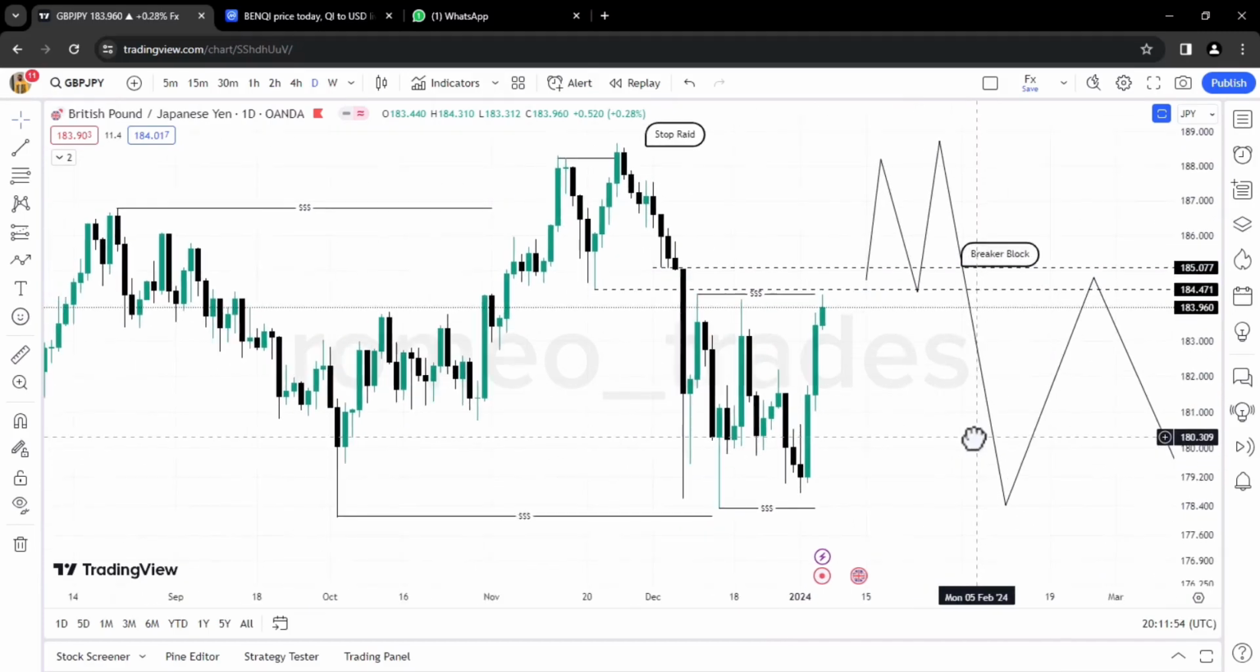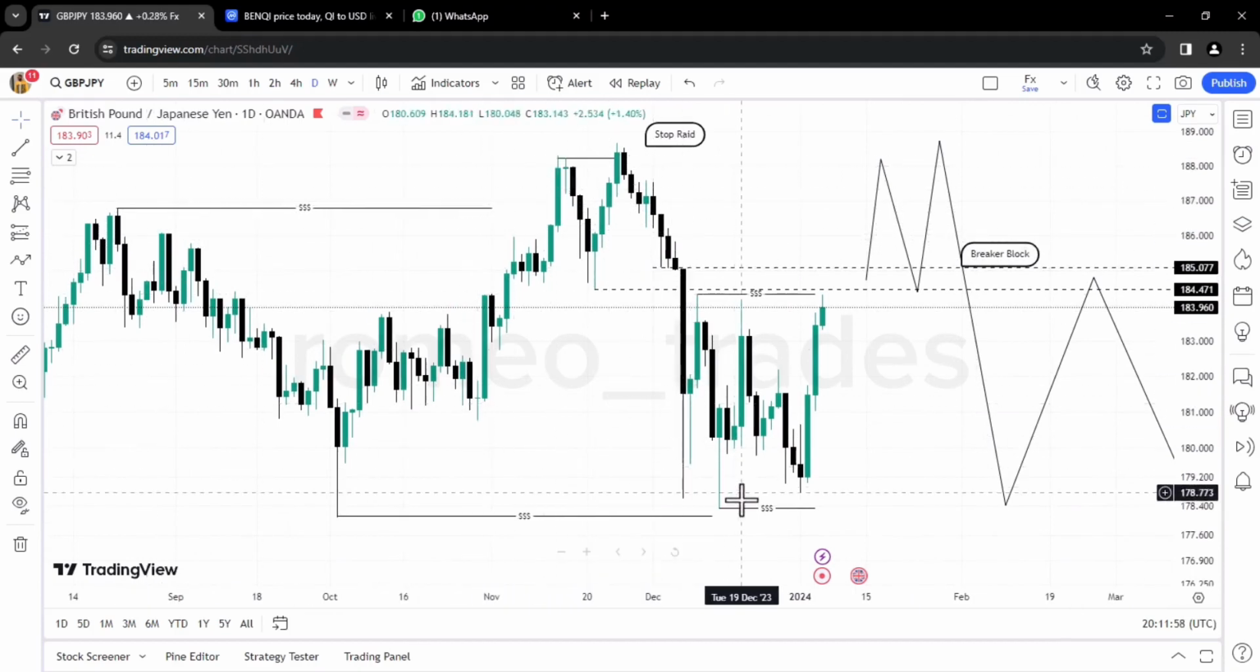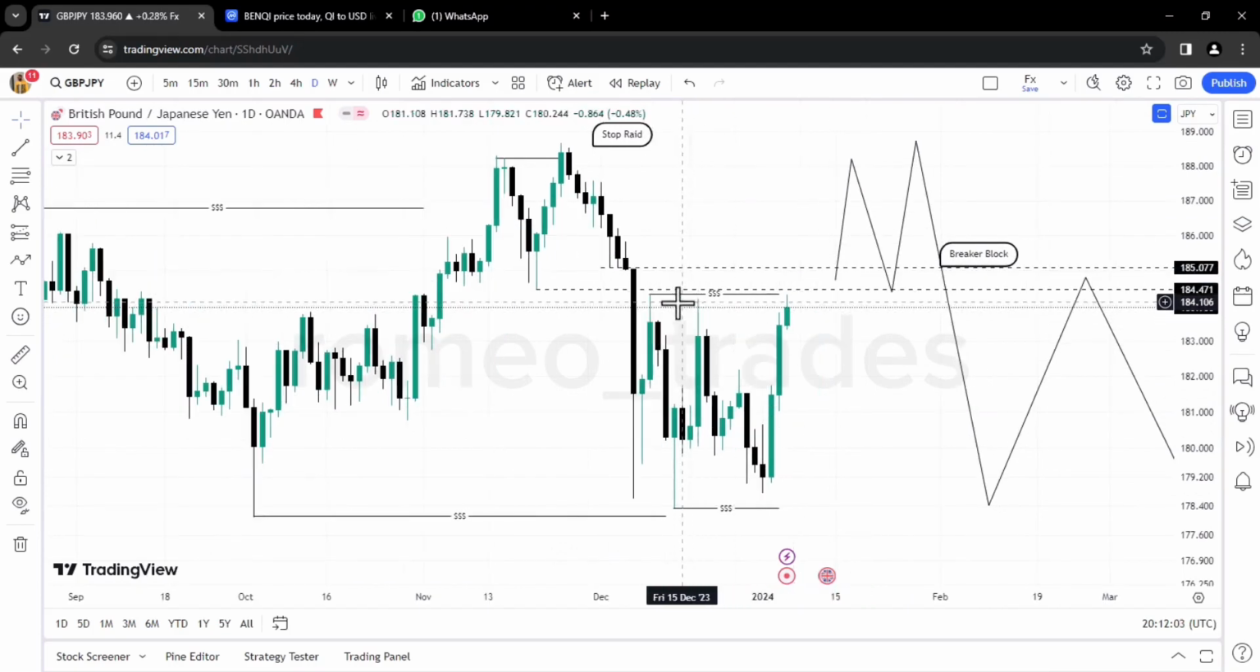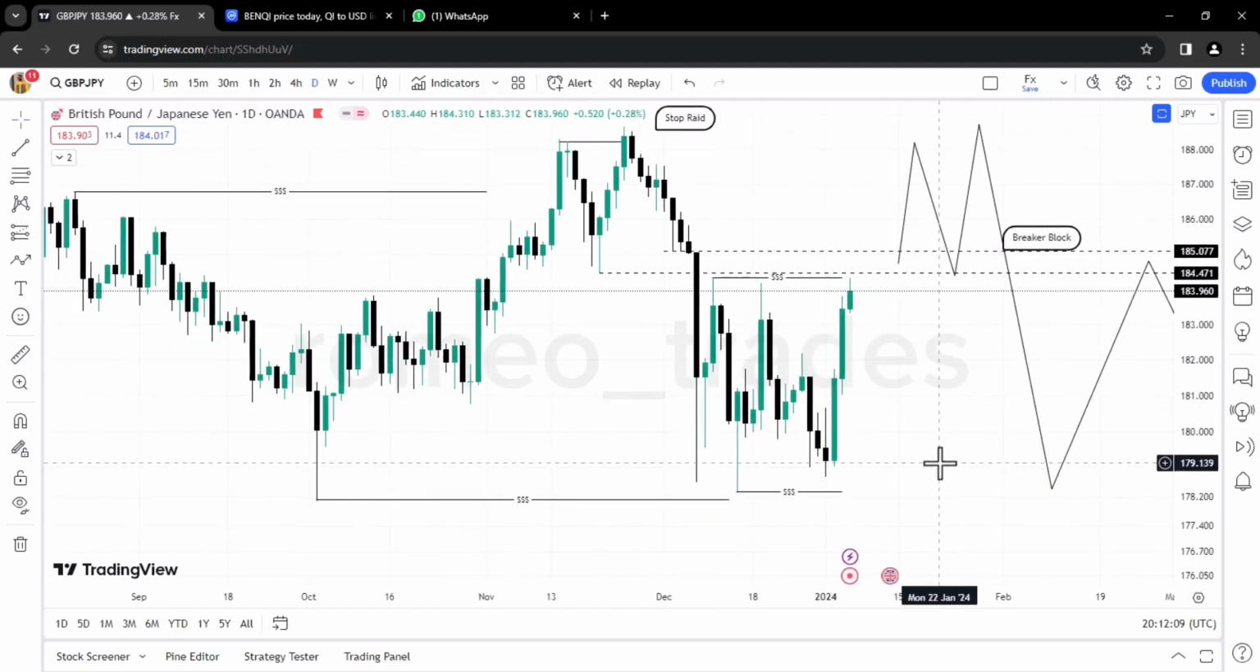It's pretty simple. The liquidity here was taken, delivered to the downside. We saw a pullback or a reversal to this zone. Now that liquidity is resting above here, I'm expecting price to take out this liquidity before we see a clear reversal.